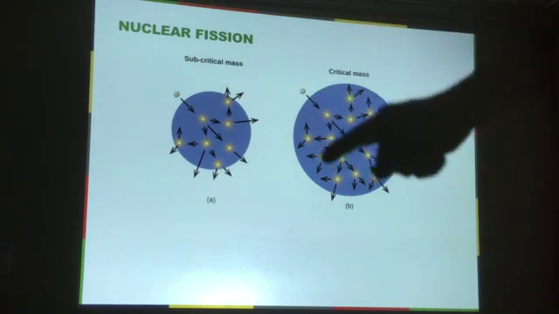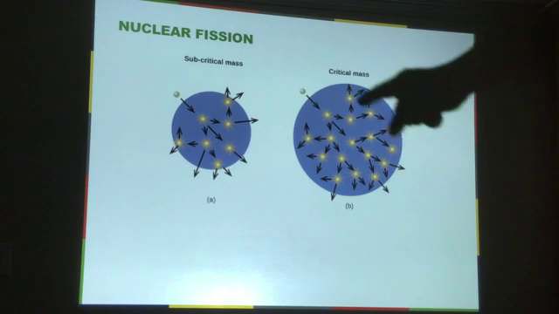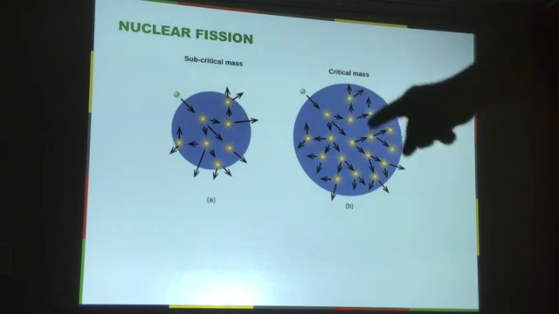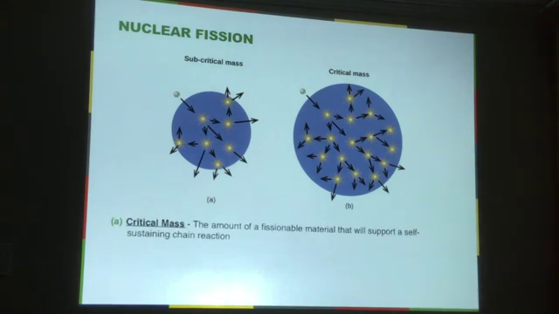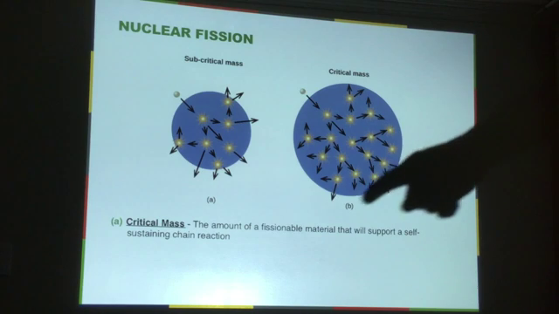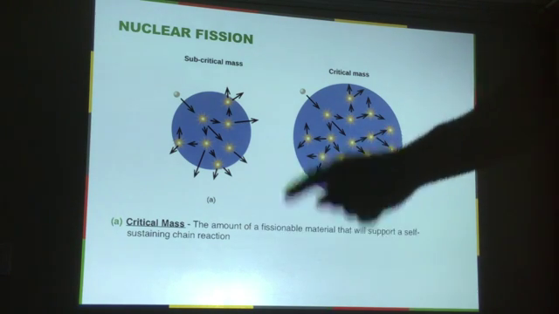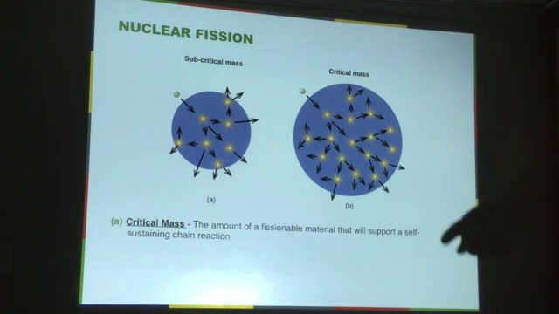But if you have enough mass that the neutrons cannot escape without striking other molecules and continuing the reaction, you have what's known as a critical mass. And a critical mass is a sufficient mass of fissionable material such that the reaction will become self-sustaining and continue to go on without being supplemented by outside neutrons.